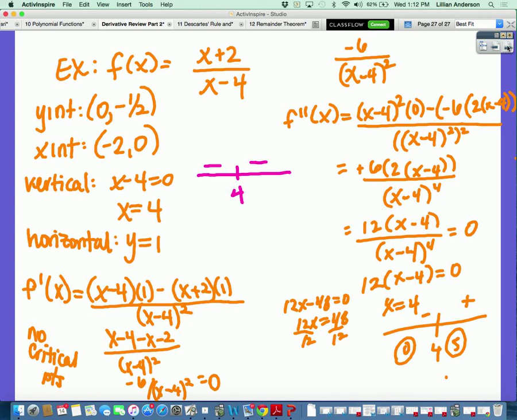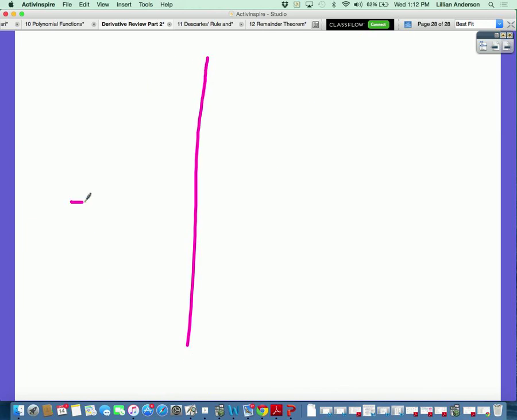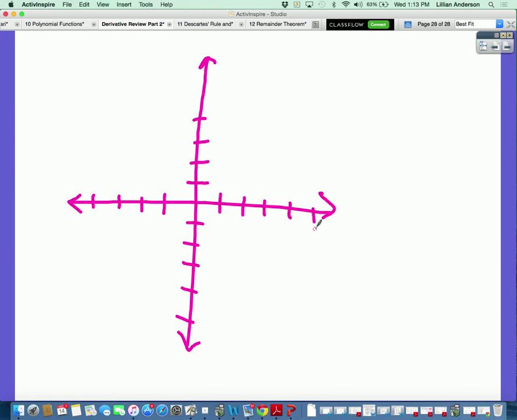Let's graph this. We have a y and an x-intercept. What was our inflection point? We didn't have one. I thought it was, well, it was also an asymptote though. It's going to change because of that asymptote there. So at 4 we have an asymptote. Do we test one?